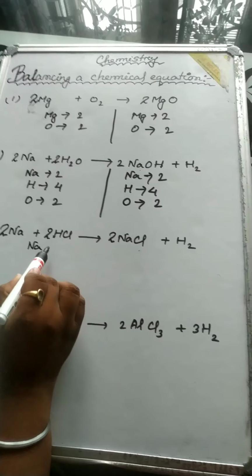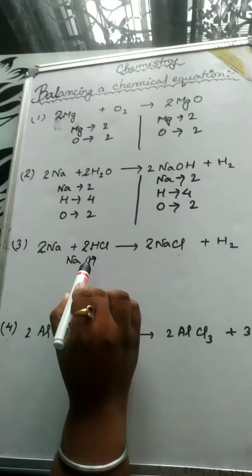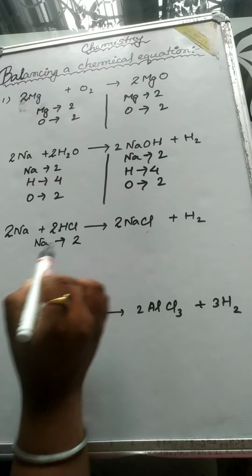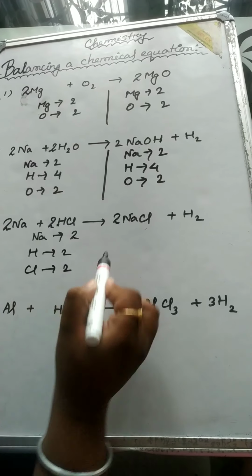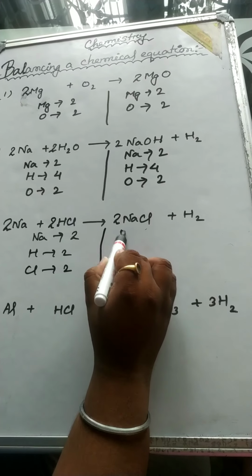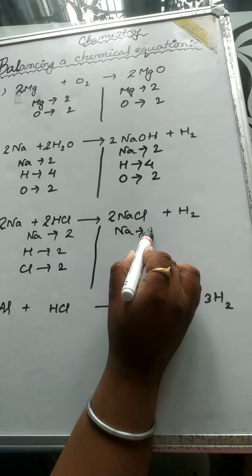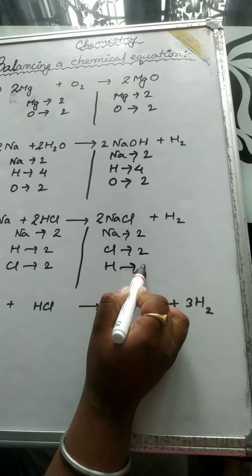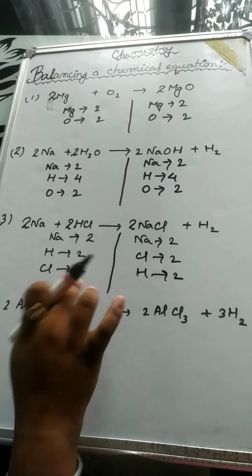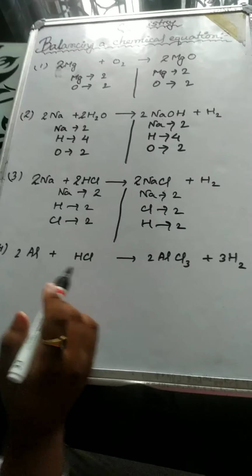On the reactant side the number of atoms of sodium is 2, hydrogen is 2 and chlorine is 2 as well. On the product side sodium is 2, chlorine is 2 and hydrogen is 2. Okay, so this equation is balanced. So let us try the next one.